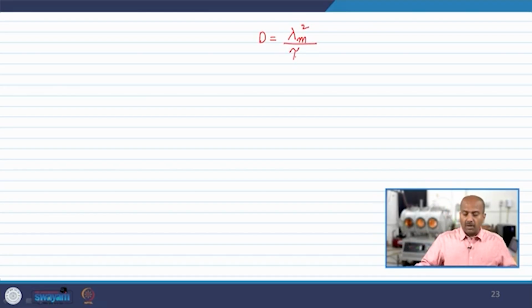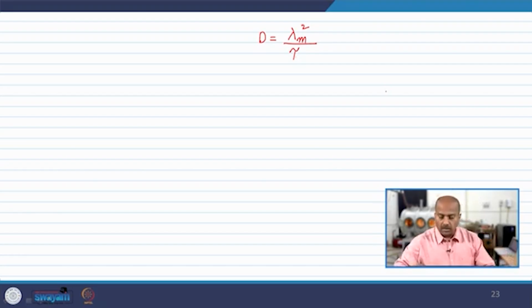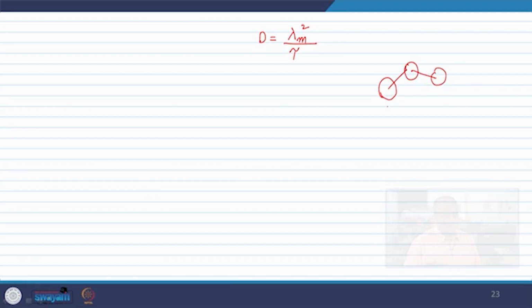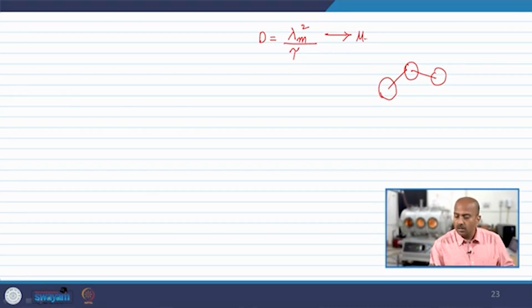So, what is lambda m? Lambda m is the mean free path. So, the particle is moving like this, it goes here, it suffers a collision, and then it suffers another collision. This process resembles what is called the random walk process. So, lambda m is the mean free path between two successive collisions, and tau is the relaxation time.